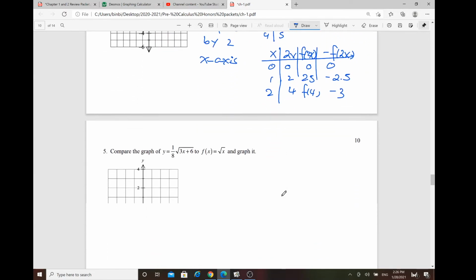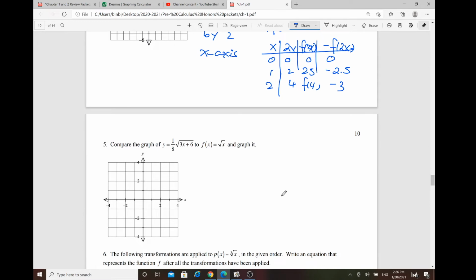Okay, so now let's see what else we have for another one. This one describes the transformation comparing that. This one basically showing it's 1/8, so vertically compressed by the factor of 1/8. And then it's horizontally compressed by the factor of 3. But for the 3 right here, you want to take out that 3. So it's y equals 1/8 times square root of 3 times the quantity of x plus 2. So the value of A, it's 1/8. B is 3. And then H is negative 2.